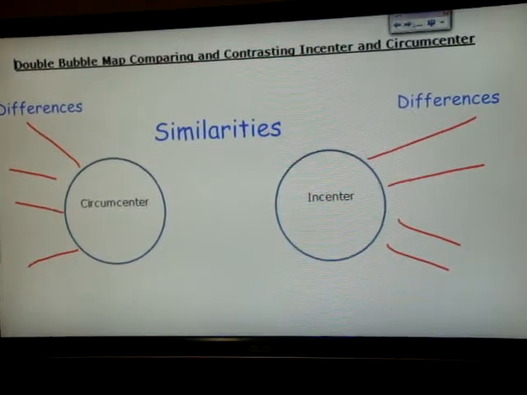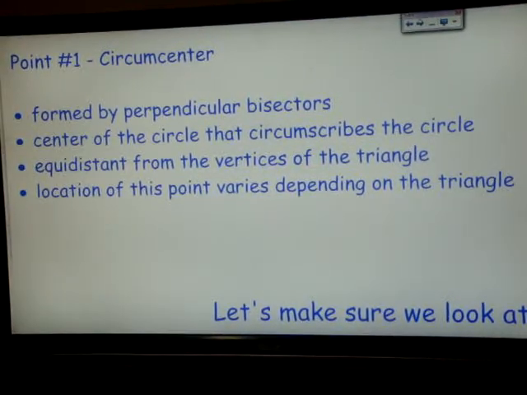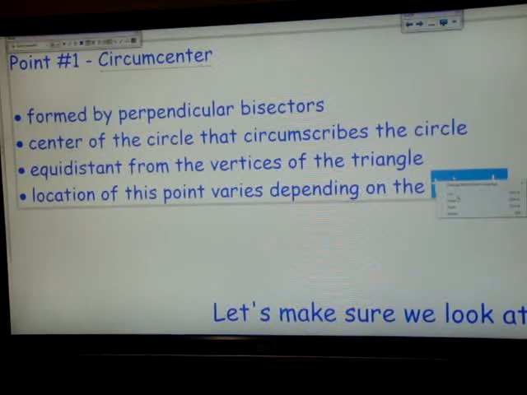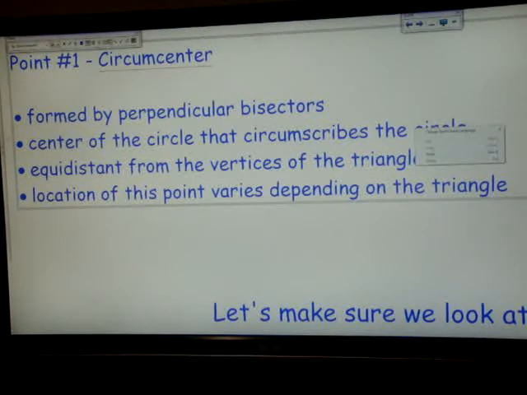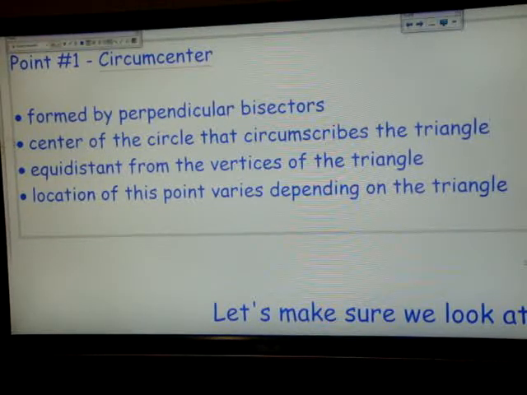So we're going to first start with the circumcenter. You may again want to pause the video and take a look and write this down before we get started. The circumcenter is formed by the perpendicular bisectors. The circumcenter is the center of the circle that circumscribes the triangle. When we go through and actually look at some specific pictures, then you might be able to see a better idea of what I mean by that. Circumscribe means to go about something. Just like circumference for a circle is the outside of the circle, that's what circumscribe means.